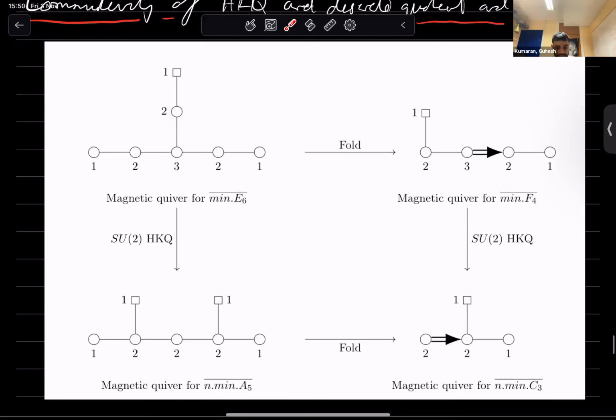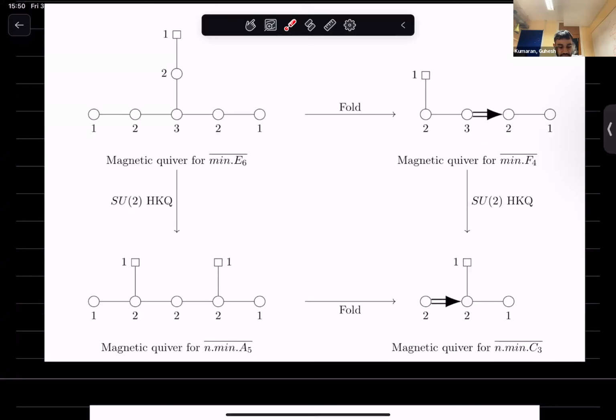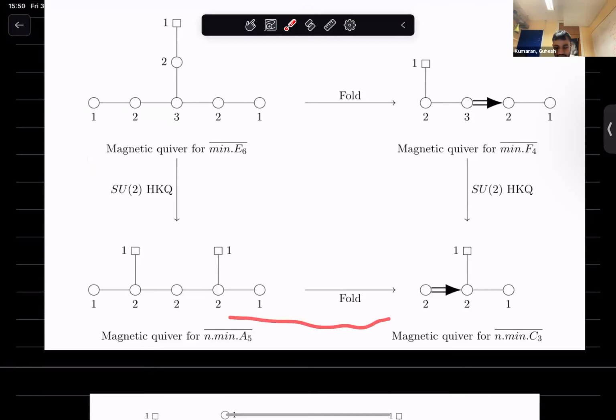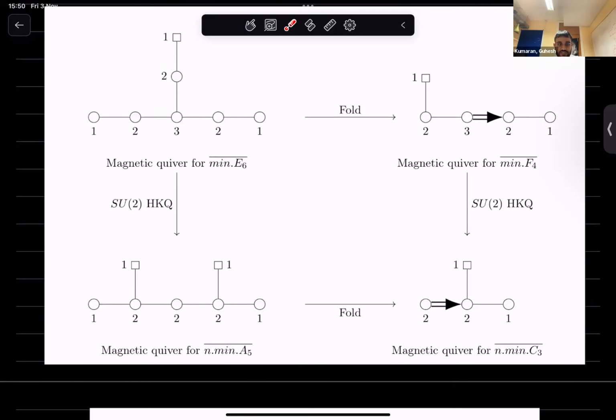Okay, so I drew these framed, but we have a folding between our minimal E6 and our minimal F4, like that. But we also have the SU(2) hyper-Kähler quotient from the subtraction, which gave us the next to minimal A5 and the next to minimal C3. And these are also related by folding. So there's a nice way in which the folding and the subtraction commute. And it's quite a simple reason why. It's because the legs that participate in this folding don't really participate in the subtraction. So you're able to compose the two in any order you like.